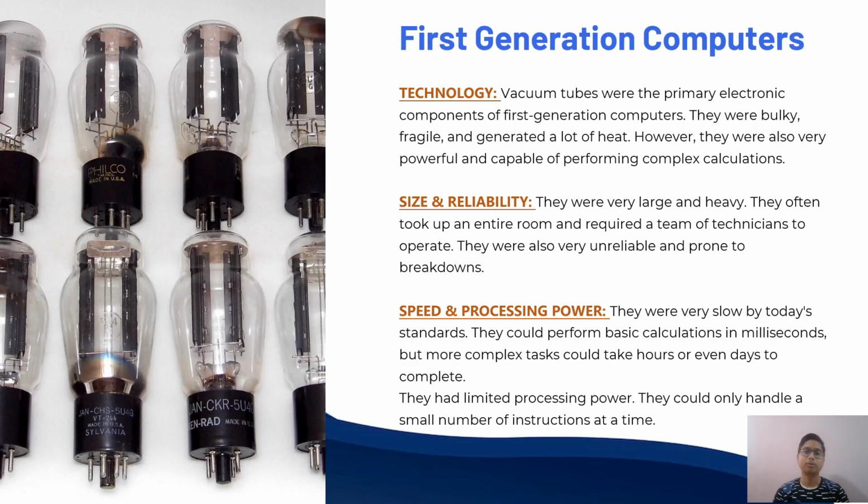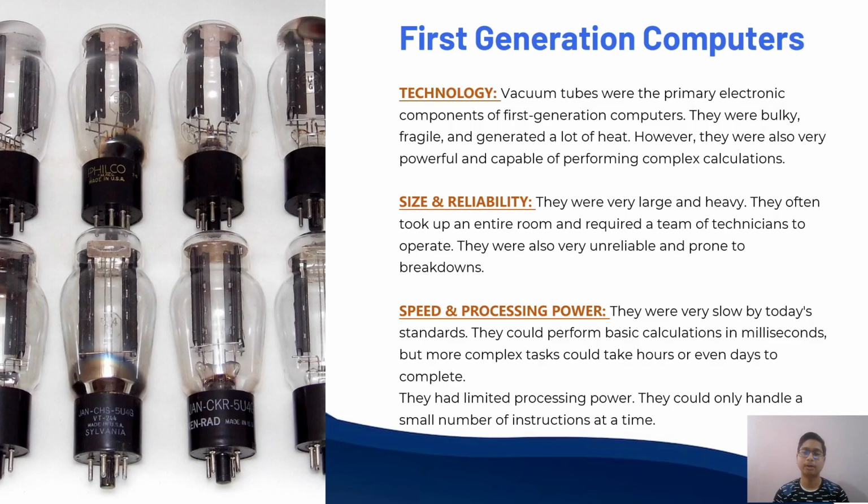First generation computers. First generation computers used vacuum tubes as the prime electronic components. They were bulky, fragile and generated a lot of heat. Talking about size, they were very large and heavy. They often took up an entire room.